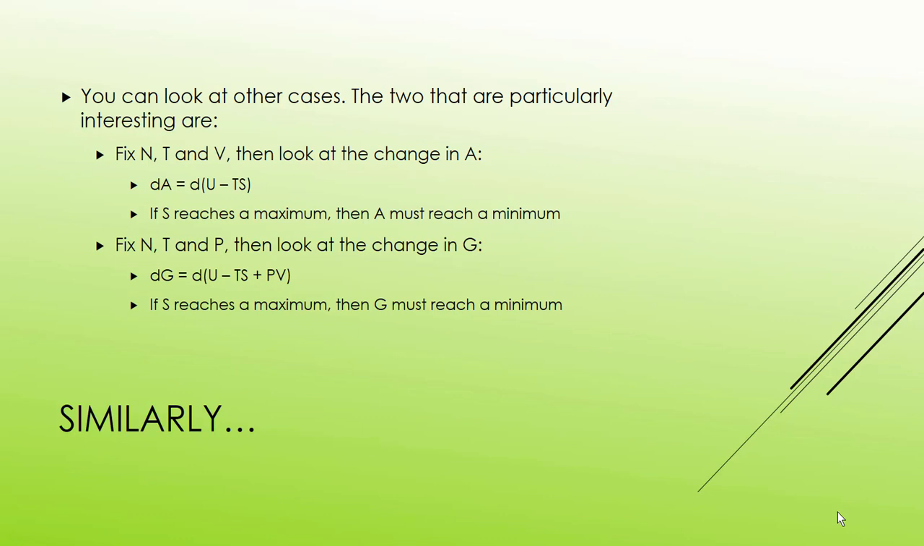And if you look at a problem where you're fixing the number of moles, temperature, and pressure on each side of the calorimeter, and look at changes in Gibbs energy, then you find that when S reaches a maximum, the Gibbs energy must also reach a minimum.